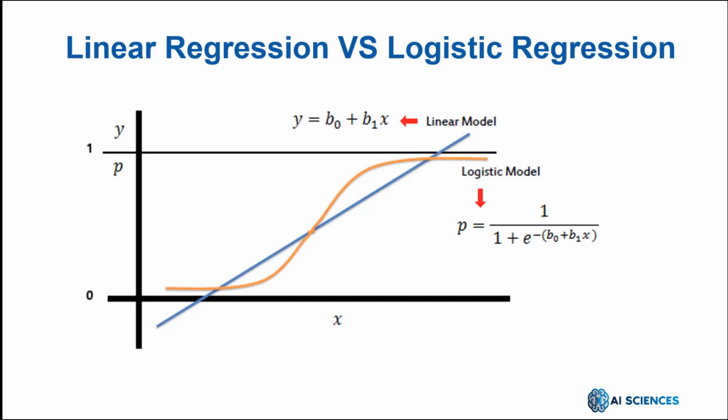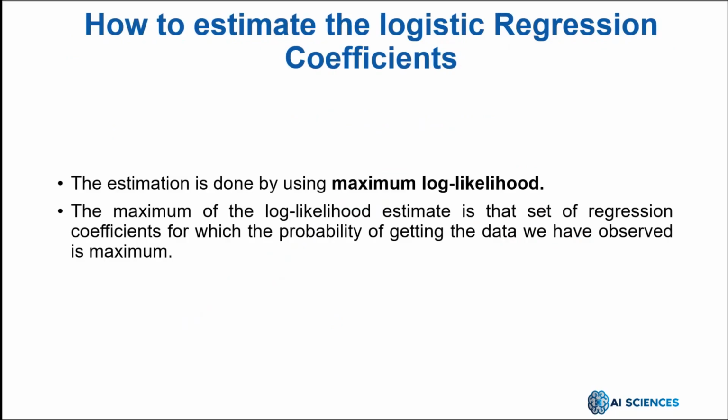How to estimate the logistic regression coefficients. At this point, we don't know the coefficients b0, b1, bk of the model, so we must estimate them in order to make predictions. Unlike the linear regression model, logistic regression does not use ordinary least squares for parameter estimation. The estimation is done by using maximum likelihood due to its more general nature and statistical features.